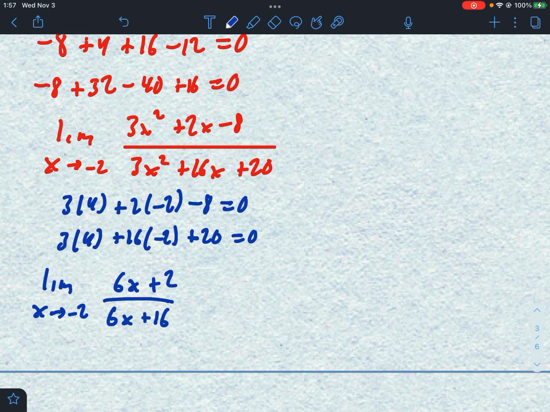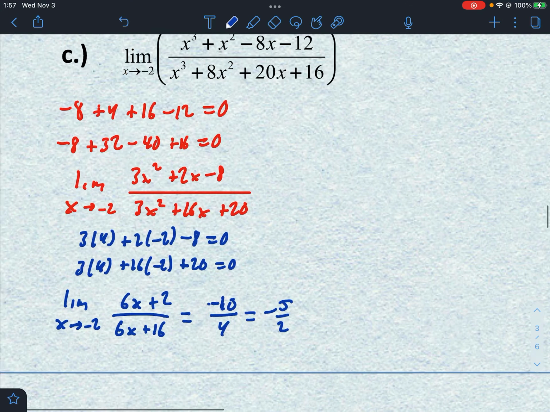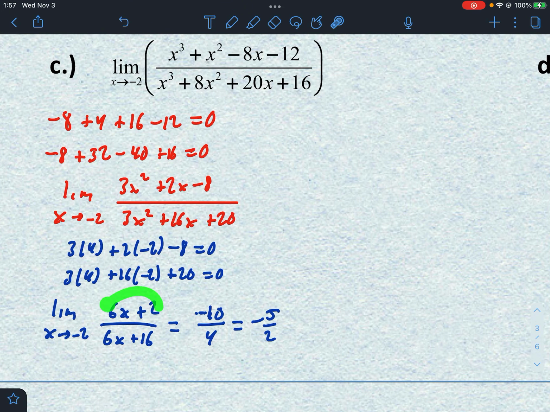All right, let's try this one more time now. Now we get negative 12 plus 2 over negative 12 plus 16. All right, L'Hopital's Rule says the limit of this function as x approaches negative 2, this function as x approaches negative 2, and this function as x approaches negative 2 will all be negative 5 over 2.